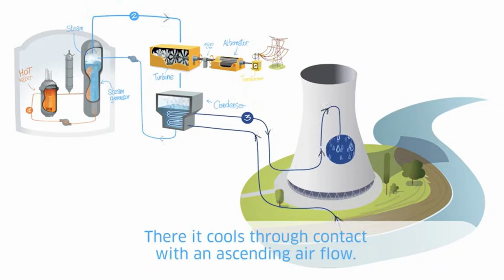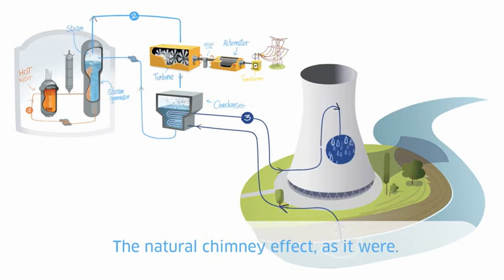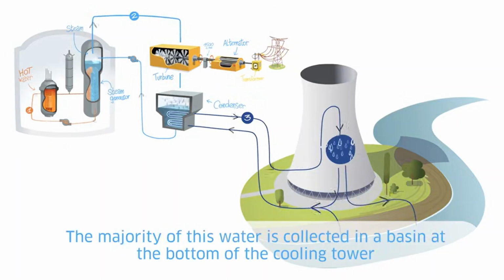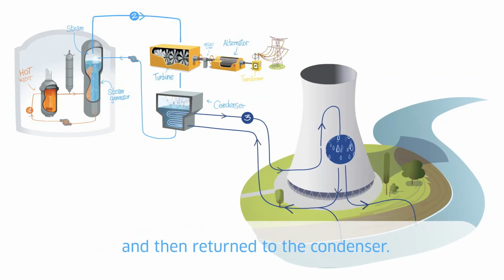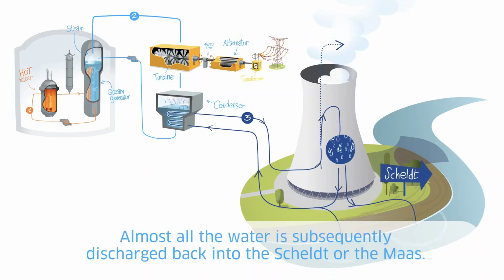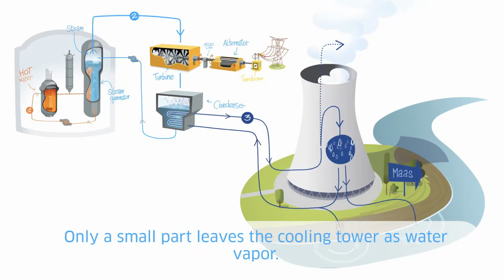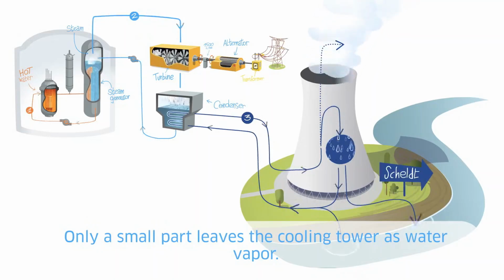There, it cools through contact with an ascending airflow, the natural chimney effect, as it were. The majority of this water is collected in a basin at the bottom of the cooling tower and then returned to the condenser. Almost all the water is subsequently discharged back into the Schelde or the Maas. Only a small part leaves the cooling tower as water vapor.